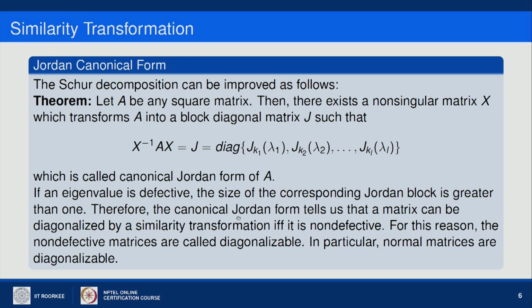So, if an eigenvalue is defective, the size of the corresponding Jordan block is greater than 1. Therefore, the Jordan form tells us that a matrix can be diagonalized by a similarity transformation if and only if it is non-defective. For this reason, the non-defective matrices are called diagonalizable. In particular, normal matrices are diagonalizable.